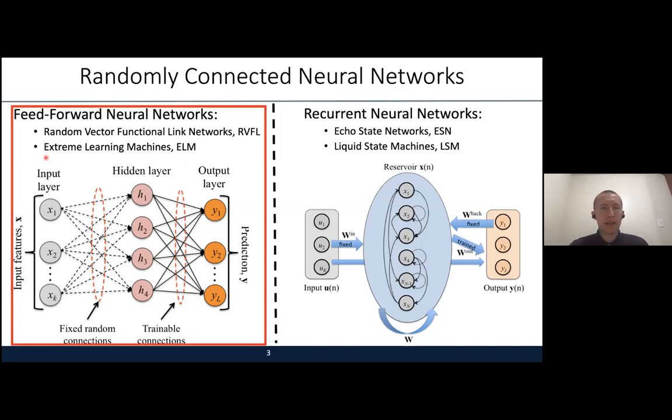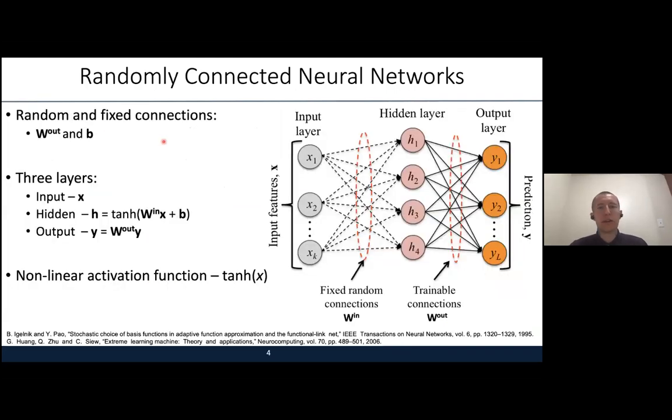When we look under the hood of the feed-forward neural network, what will we see? We will see that the network has three layers. It has the input layer, which is denoted as X here. Then it has the hidden layer, and the output layer. The connections between the input layer and the hidden layer are fixed and random. We don't change these connections during the training process, and they're denoted here as W in.